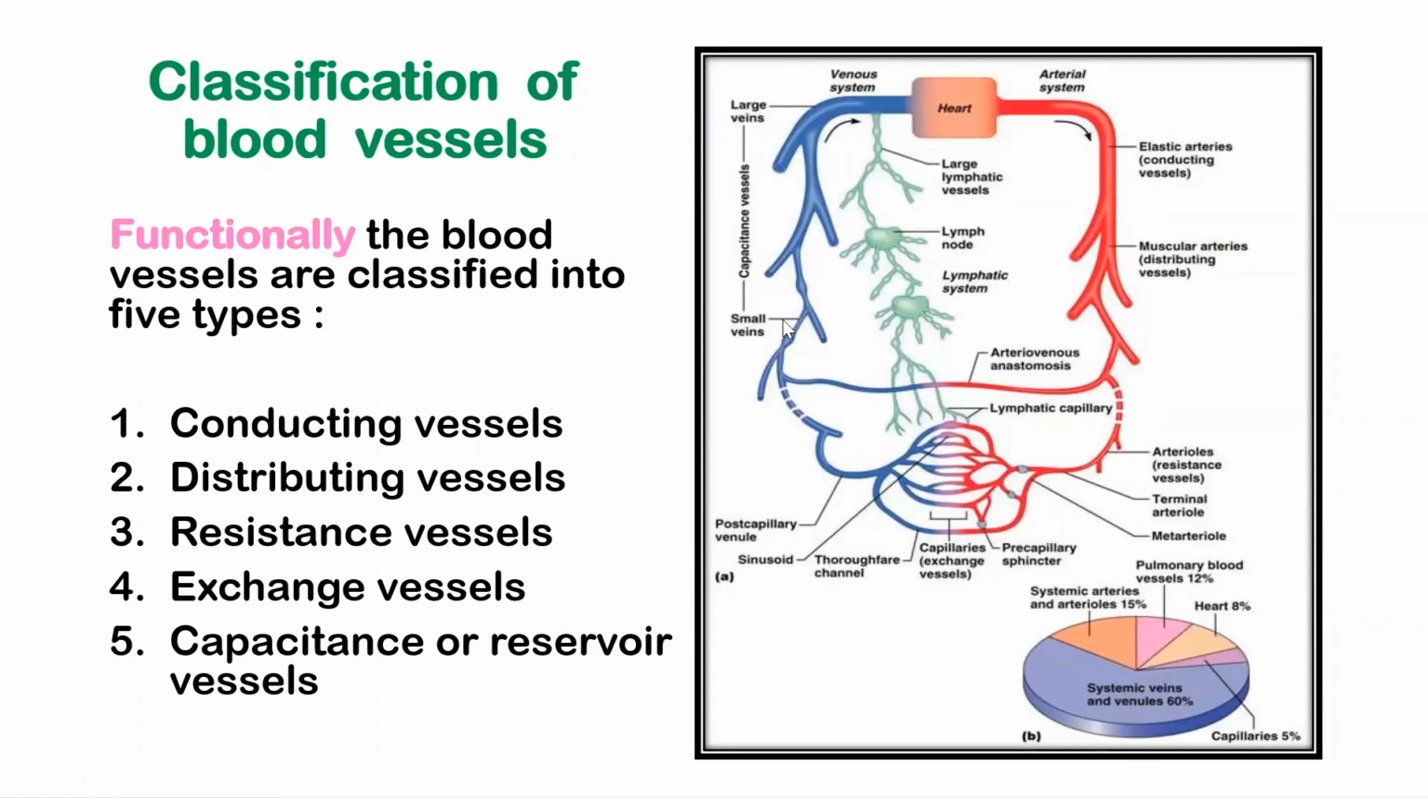The small veins have a diameter of 0.1 to 1 millimeter, which will join with the other smaller veins to form the medium-sized veins of size 1 to 10 millimeters. These further join together to form the larger veins of size more than 10 millimeters, and back to the heart.